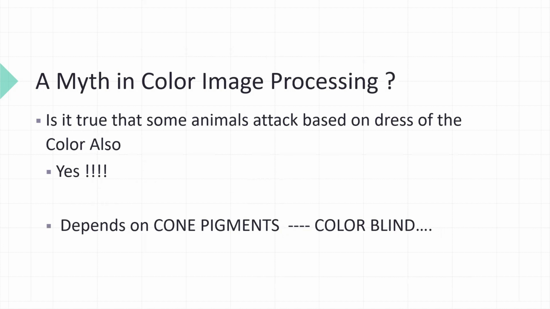That's why, whenever we wear colored dress, big animals like ox and buffaloes try to attack. It is said to be a myth, but it is not a myth. It is a true fact that the attacks are based upon the colors. I wrote the word colorblind here to explain how color blindness happens because of the loss of even a small percentage of one cone pigment available in the eye.